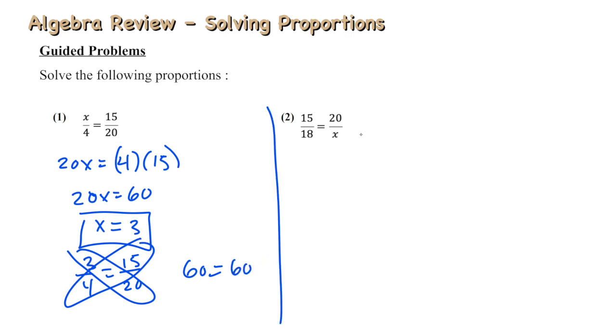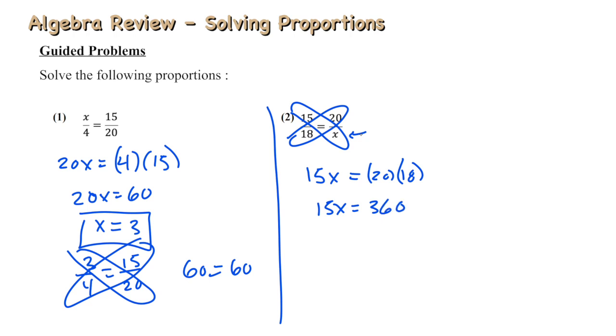So let's do this again. We just move the x from the numerator of our fraction to the denominator, but it doesn't matter. When we cross multiply, we still get 15 times x. And then we get 20 times 18. And that gives us 15x is equal to 360, or that x is equal to 360 divided by 15 is 2. 2 times 15 is 30.